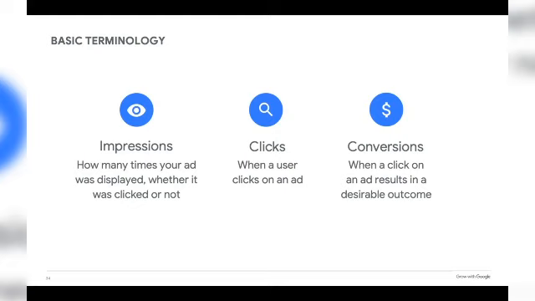It could be making an online purchase. It could be calling your business from a mobile phone or signing up for your email newsletter. It's best to have the conversion in mind when you first create your ad. With Google Ads, you can measure conversions using a feature called conversion tracking. You're going to set up conversion tracking when you put a pixel on your website.